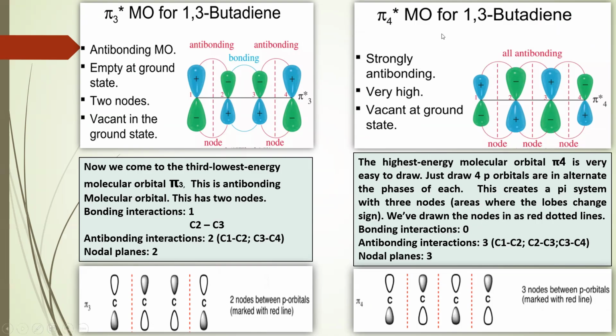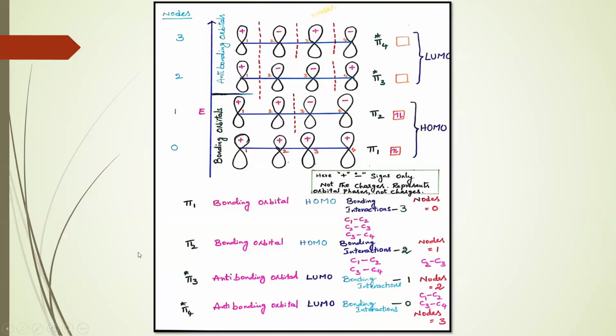Coming to the pi 4 star molecular orbital diagram of 1,3-butadiene, it is strongly anti-bonding, the energy is high, and it is also vacant in the ground state. All are anti-bonding. There are no bonding interactions. Nodal planes are present between C1 and C2, C2 and C3, and C3 and C4. So all signs are opposite, plus, minus, plus, minus. No same signs are side by side because all are anti-bonding interactions. There are no bonding interactions. Right? Thank you.